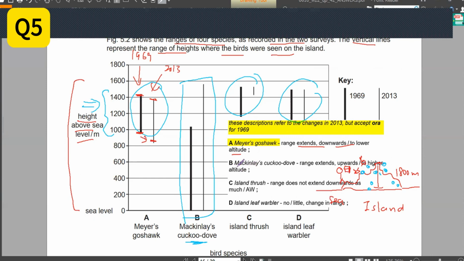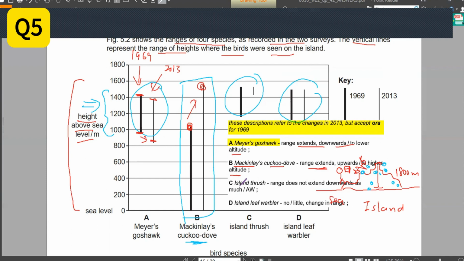For B, what is going on? The range extends upwards to a higher altitude. At this point, we still don't know why. We don't talk about the reason yet. We just describe what is going on first. That's always the first step: describe what is going on, then we start to think about the reason why it could be the case.